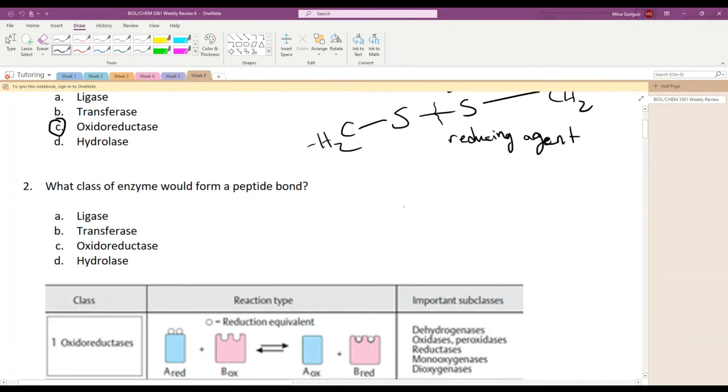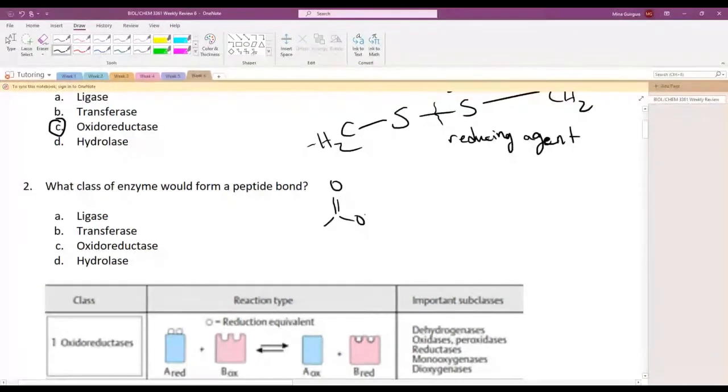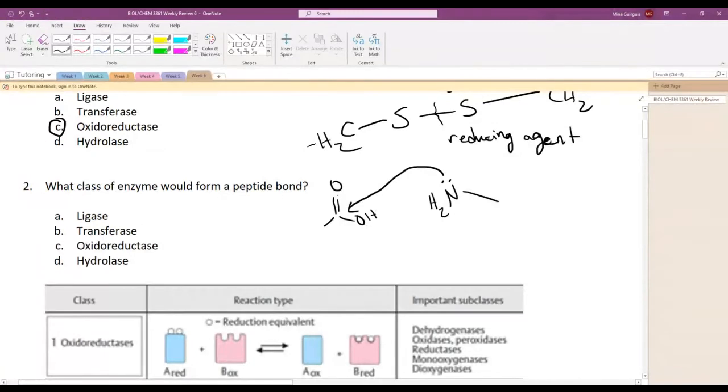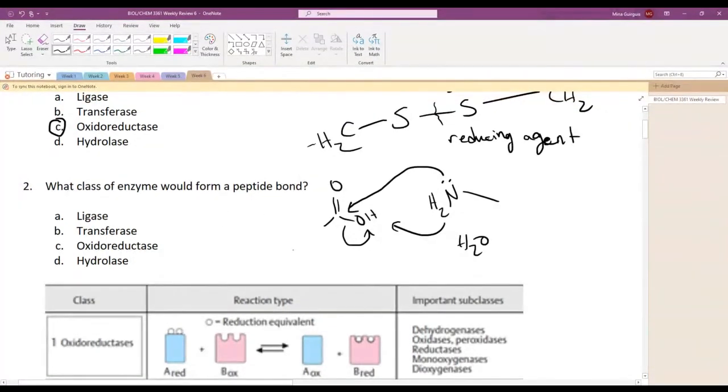Chemically, a peptide bond, if we remember, is the bond made between the C terminus of one amino acid and the N terminus of the other, and then the rest of the amino acid. This nitrogen attacks at this position. What ends up happening is this OH is dropped, and as is one of these hydrogens. So as a result, H2O is released. That mechanism indicates that it's a hydrolase.